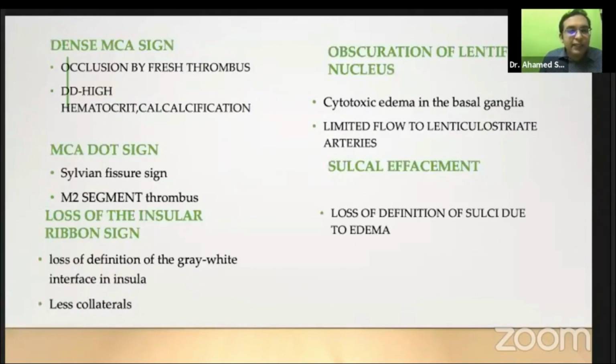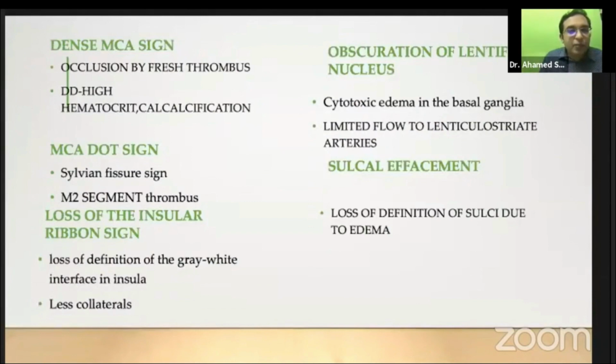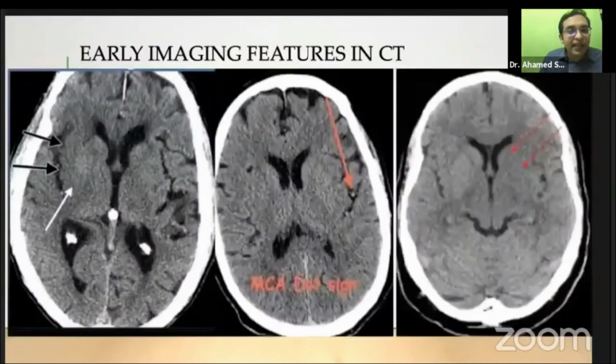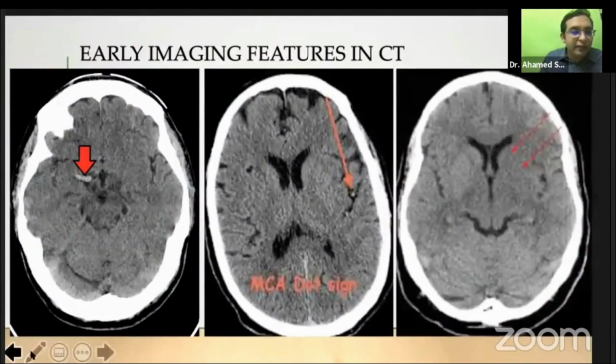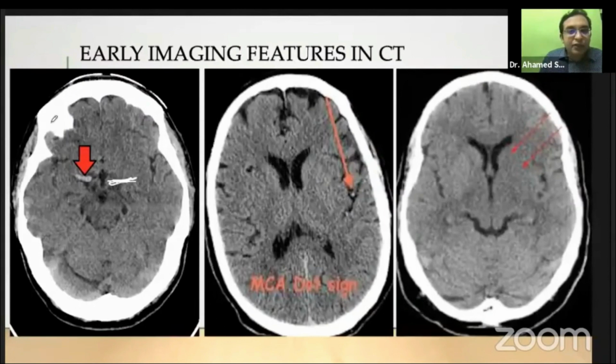I'll tell you one thing about the dense MCA sign. It is actually due to fresh thrombus. But in case of high hematocrit and calcification, we can actually have a false dense MCA sign. For example, one patient who was an alcoholic came to us, and he was having left-sided symptoms. But if you see his CT, we found that the patient was having a dense MCA sign over both sides. And we wondered, because he was having only left-sided symptoms, but the dense MCA sign is present on both sides.